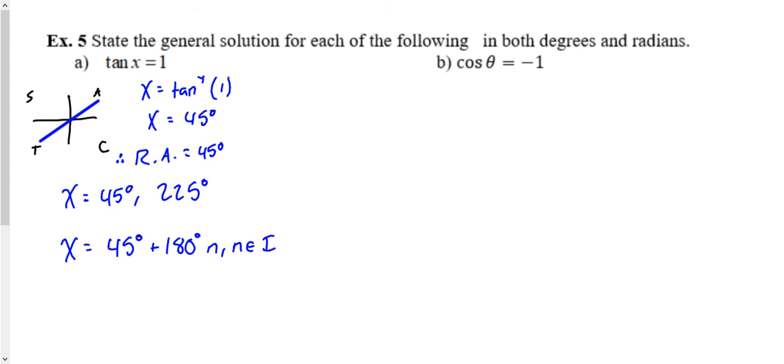I do need to write our general solution in terms of radians as well, so I'm going to set up x equals 45 degrees, which is the same thing as saying pi over 4, and if you weren't too sure about that, you can use your conversion of pi divided by 180. And 180 degrees is just pi, so x equals pi over 4 plus pi n, n an element of the integers.